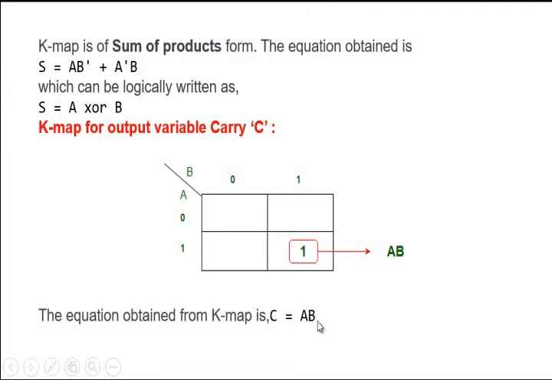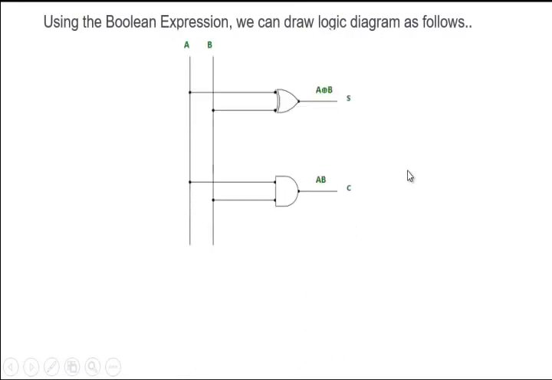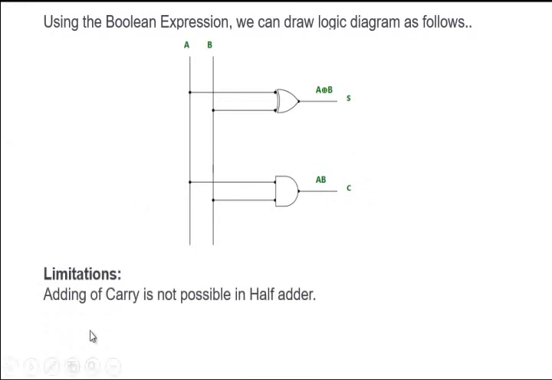So this is the AND gate. Using this XOR gate and AND gate, we can draw the logic diagram. This is our final logic diagram by using the K-map technique. So this is our half adder. These are the limitations: we cannot add the carry in for the half adder.